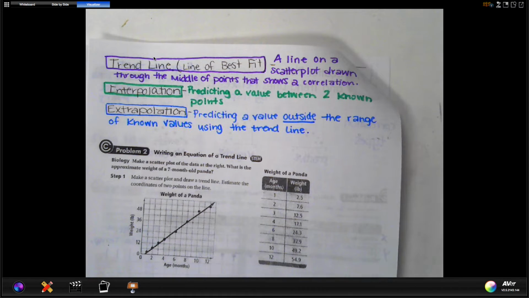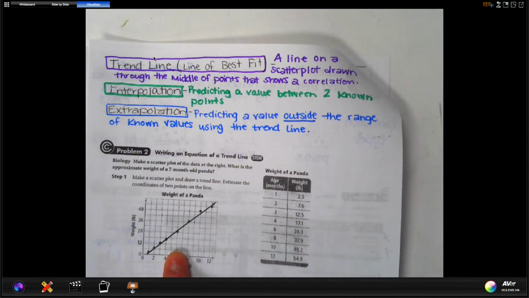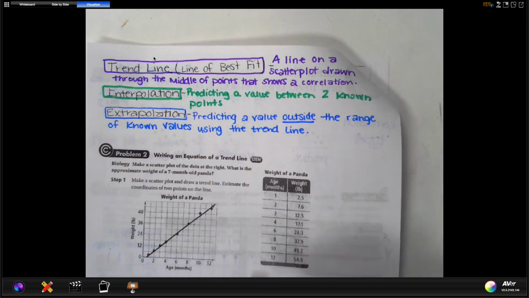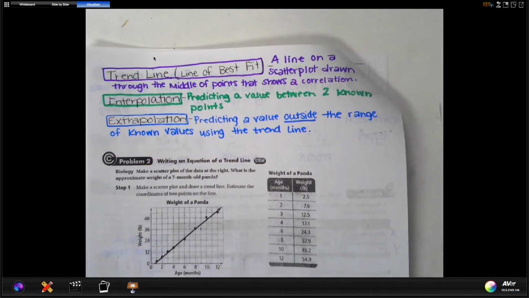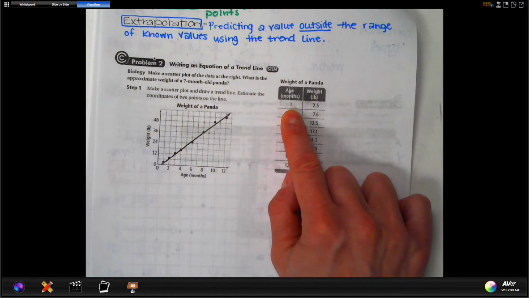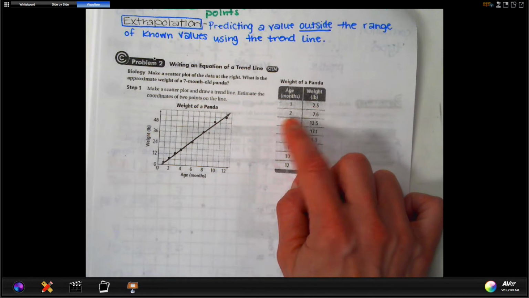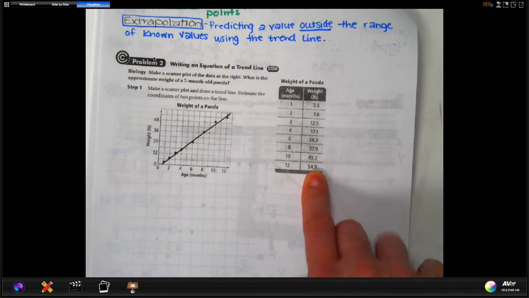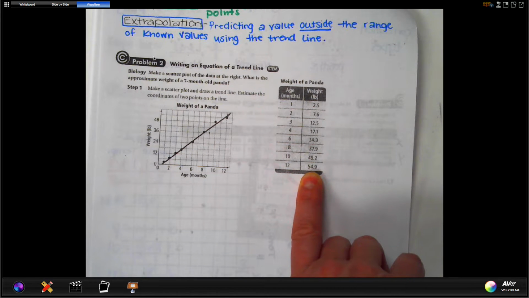Okay, so this is writing an equation for the trend line so that we can then make predictions. So this right here already did this for you, but it says make a scatter plot of the data at the right. What is the approximate weight of a 7-month-old panda? So if you take a look, I copied the scatter plot. It's already made, but here would be the table that we would be looking at. So the weight of the panda, or the age of the panda, I'm sorry, versus the weight. So at 1 month old, the panda is 2.5 pounds, 2 months, 7.6, all the way to 12 months, which is a year, they are 54.9 pounds, okay?